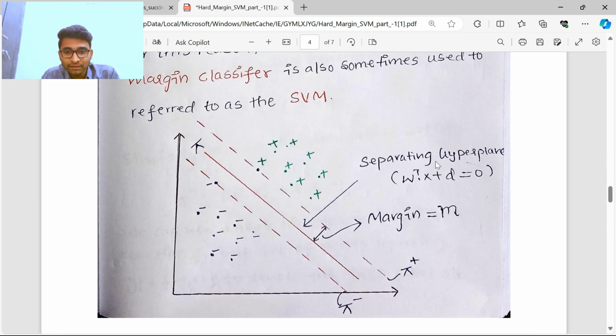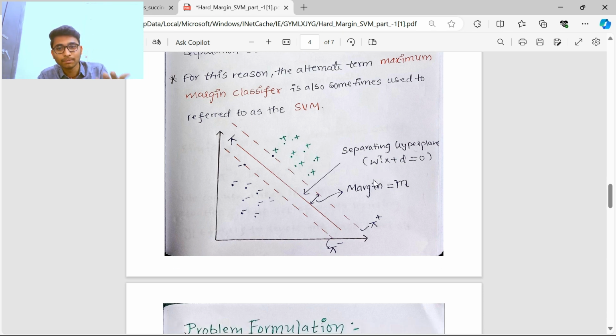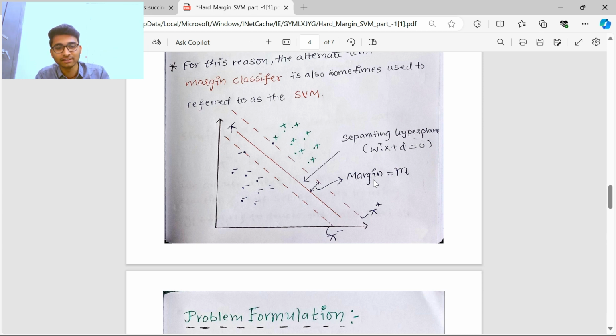Separating hyperplane. Now, what is margin? Margin is nothing but the distance from the hyperplane to the plane which has the support vectors. I am considering the equation of a plane as W transpose dot x plus d equal to 0. Before we saw the equation of the plane, that is the equation I took here.